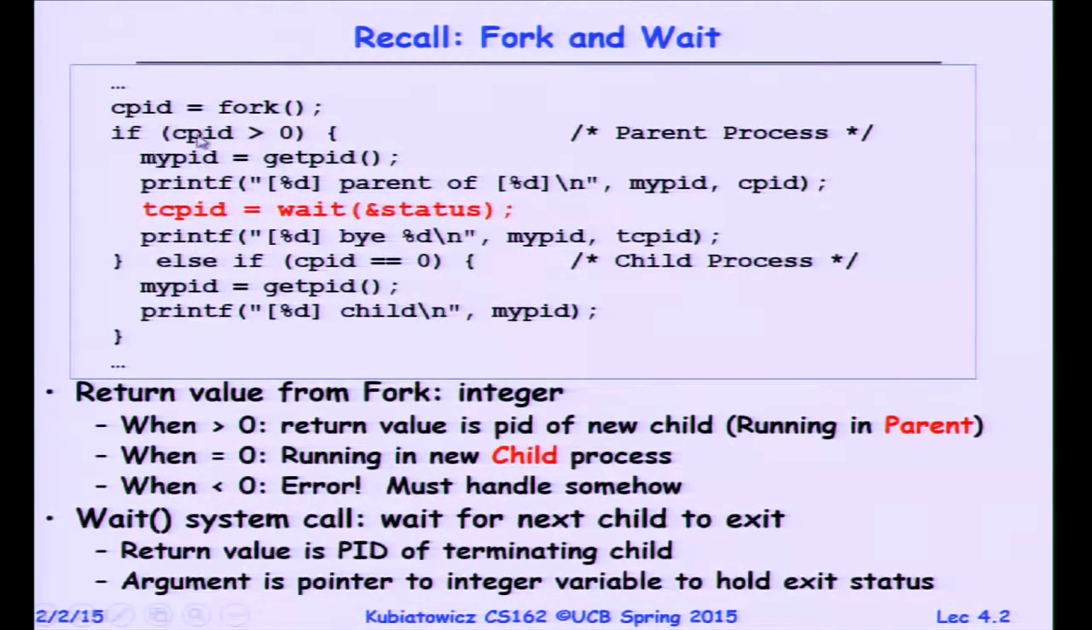Notice that when the return value from fork is greater than 0, we're the parent, so the parent is running this code. It gets its own PID and says, hi, I'm the parent of this child. Then wait is a system call that says wait for the next child to exit. When that happens, it sets the status into this integer variable, status, and returns the PID of the child that just exited. On the other hand, in the different branch, if the CPID is 0, we're in the child, and the child gets its own PID and says, hi, here's my PID.